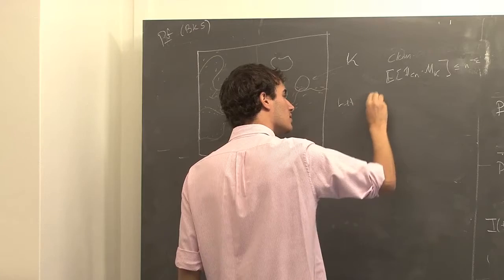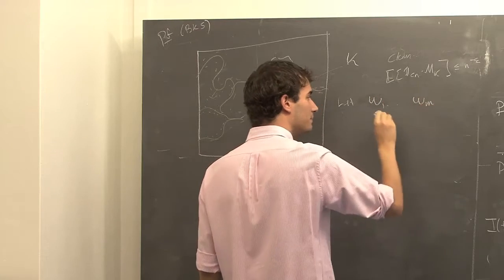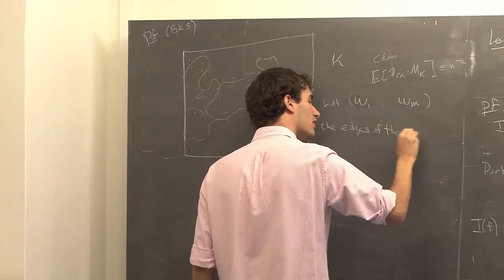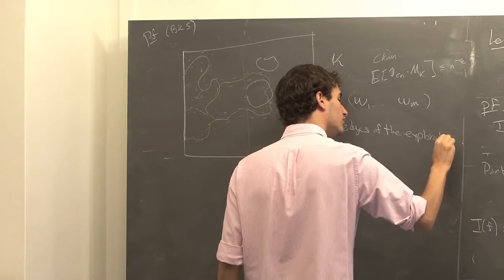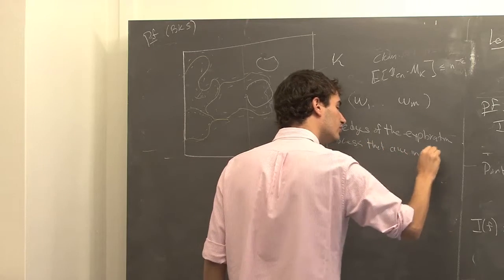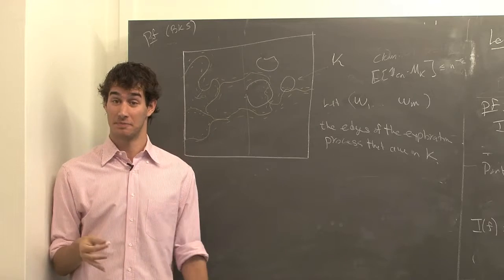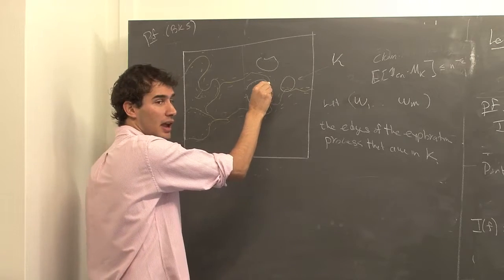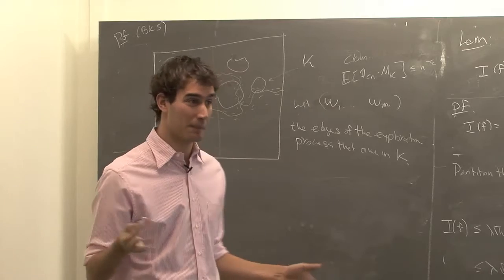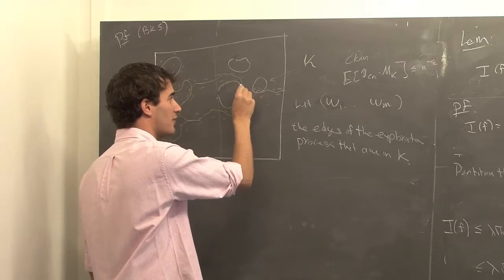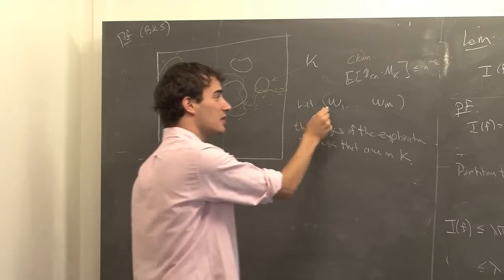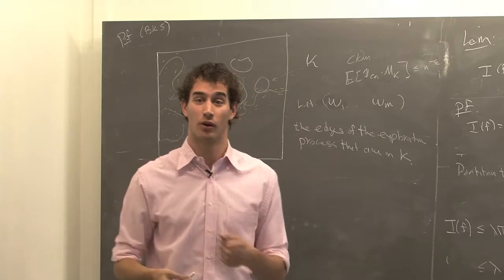I'm considering the sequence omega 1 all the way up to omega m. The edges of the exploration process that are in K. Remember, K is a set of edges. So every time, let's say I make it here and I get an edge, the first one I enter I'm going to call omega 1. Fix some canonical ordering, this really doesn't matter. So I'm going to just pick the first thing and say omega 1, and it's plus 1 if it's open, and minus 1 if it's closed. And this is going to be the sequence of all edges of K that I've explored in my yellow process.